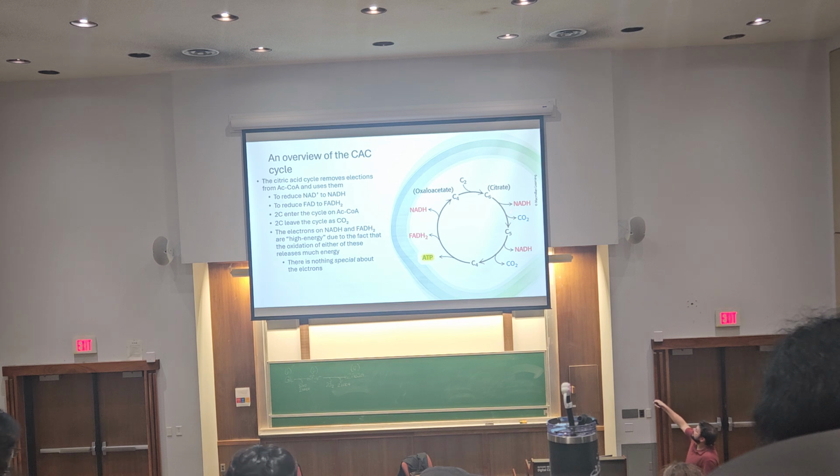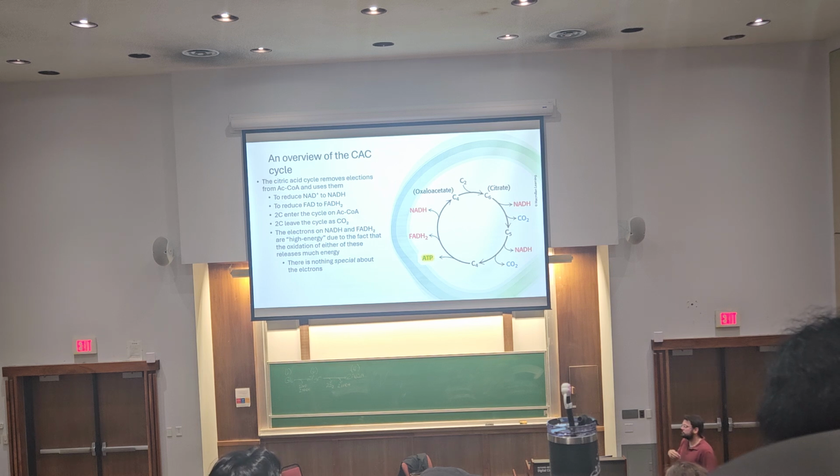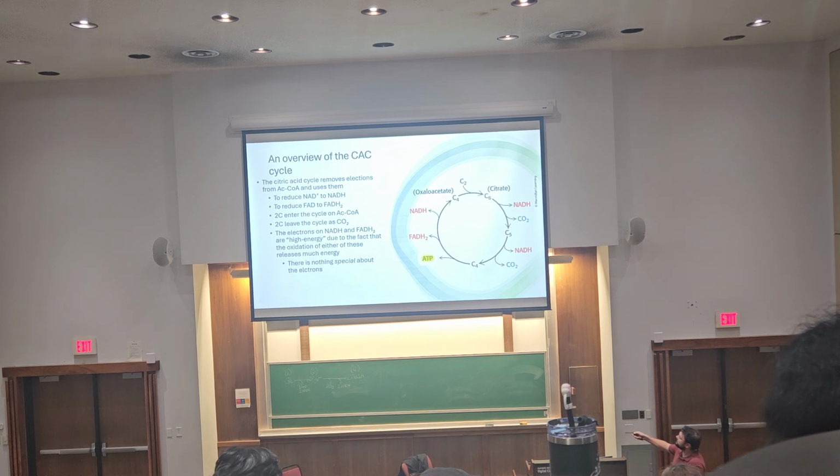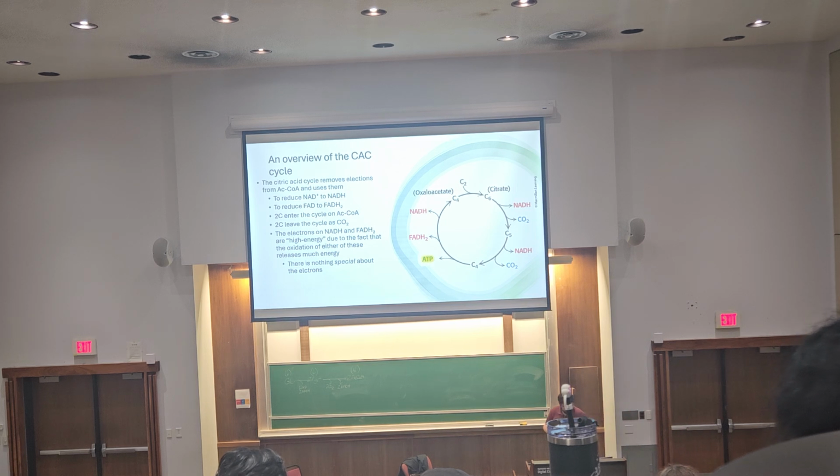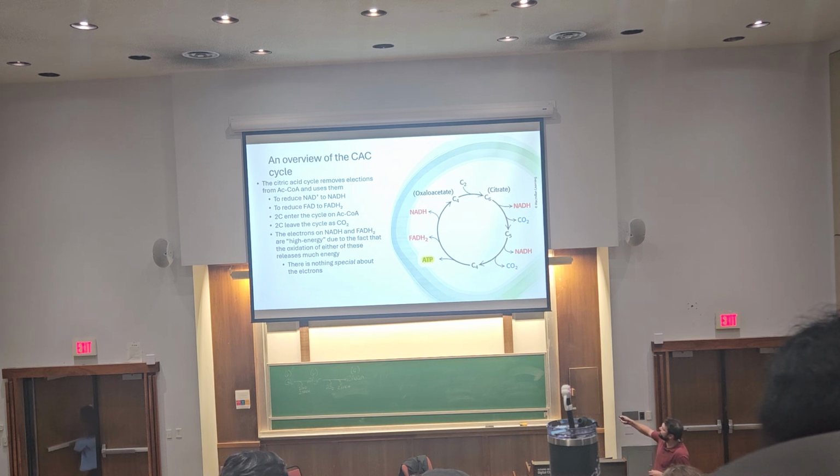Now, as we'll see, it's not the exact 2 carbons that enter that leave as carbon dioxide in 1 turn of the citric acid cycle. But stoichiometrically, it doesn't matter. 2 carbons in, 2 carbons out. The electrons on NADH and FADH2 are high energy, again, due to the fact that the oxidation of NADH and FADH2 is going to release a lot of energy, and there's nothing special about these electrons necessarily. So again, what do we get out? 3 NADH molecules, 1 FADH2 molecule, and 1 molecule of ATP or GTP directly.